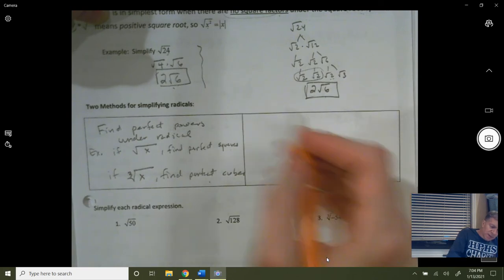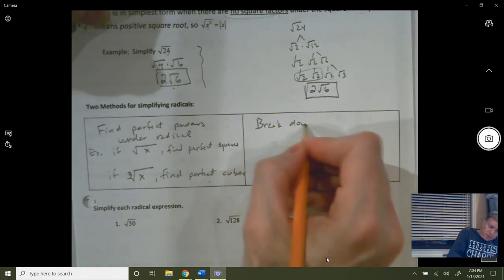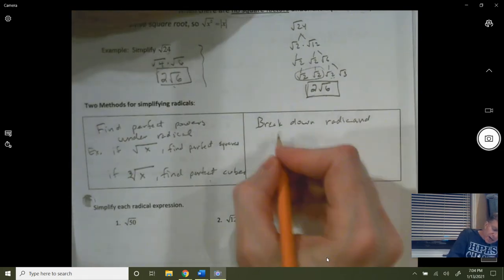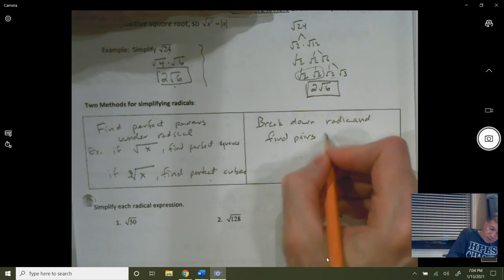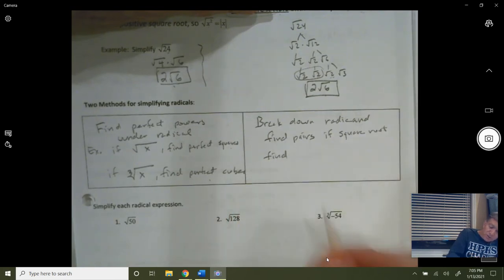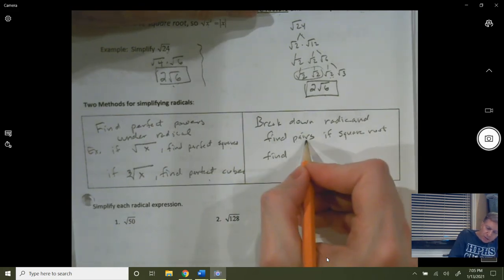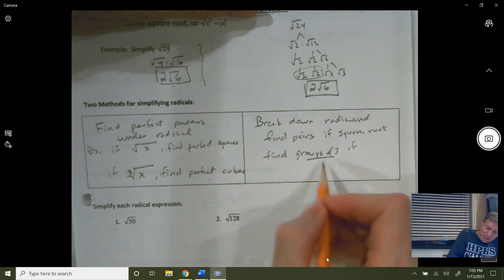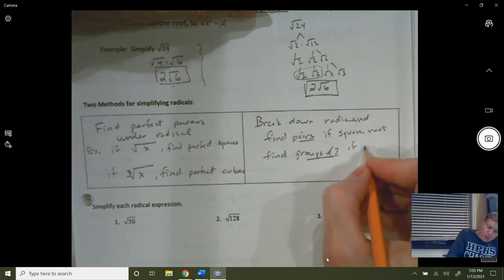And then your second method is just simply break down that radicand. We call that the radicand, the thing under the radical. And then find pairs if it's a square root. Find groups of three if it's a cube root, because you need three of something. So pairs of the same thing, groups of three of the same thing.